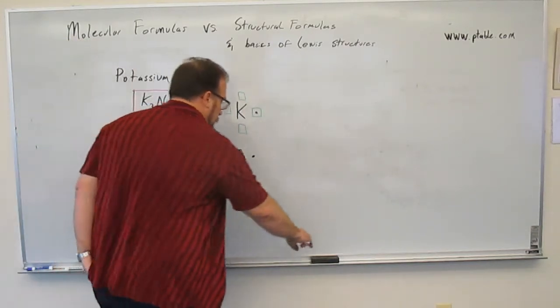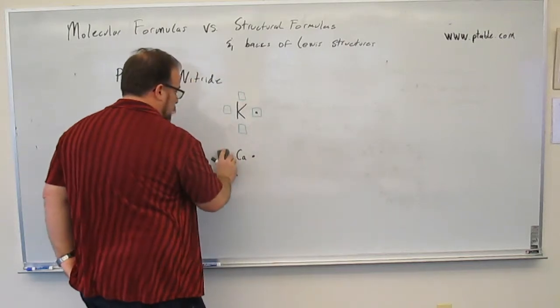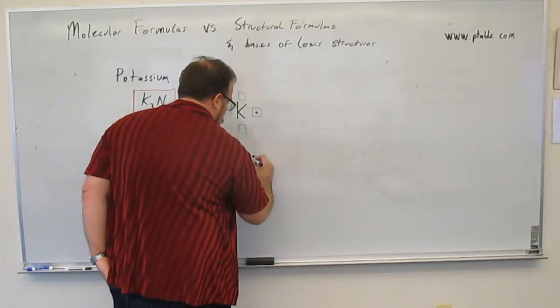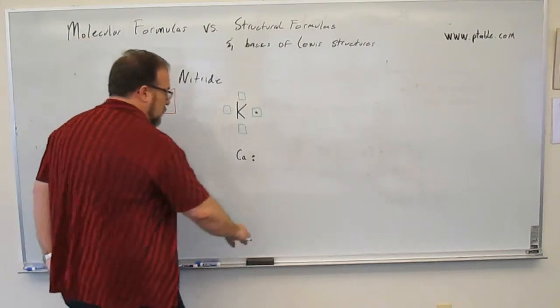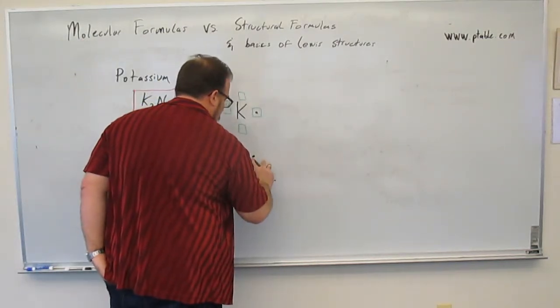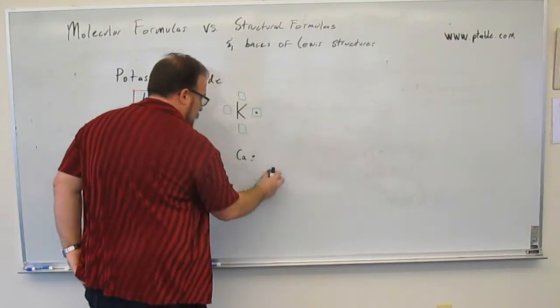Now, some students, when they're drawing the Lewis structures, will immediately start pairing up the electrons like this. Don't do that. In other words, write the electrons separately.